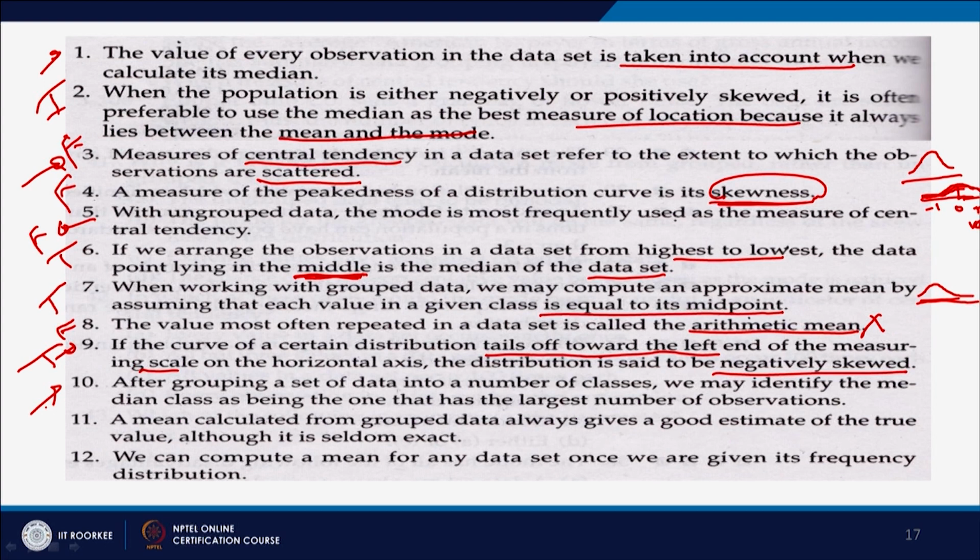After grouping a set of data into a number of classes, we may identify the median class as being the one that has the largest number of observations. No, this is completely false, right. The median class will not get determined by the largest number of observations, but by what? Where the cumulative frequency is equal to n plus 1 by 2, where n is the number of data points, right.